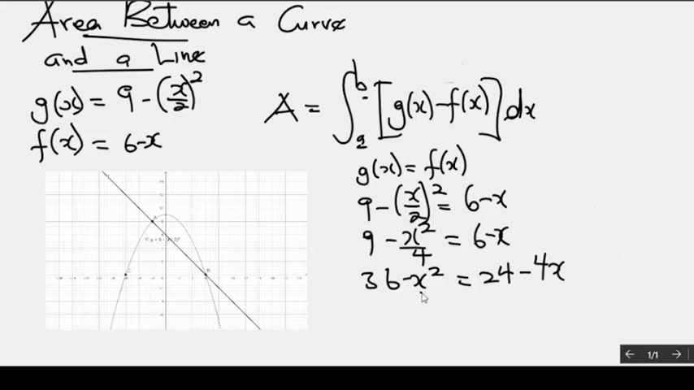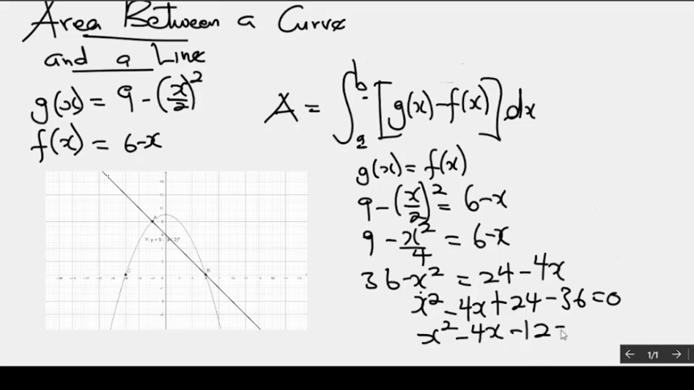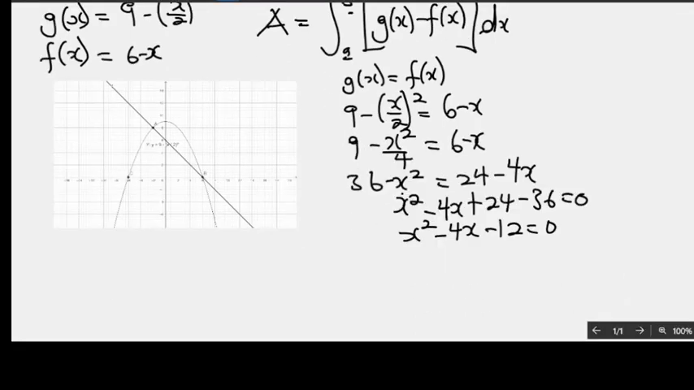So let's rearrange these things again. We are going to have x squared minus 4x plus 24 minus 36 equals 0. So x squared minus 4x minus 12 equals 0. Now the factors of the quadratic equation here are negative 6 and positive 2. So the quadratic equation becomes x squared minus 6x plus 2x minus 12 equals 0.